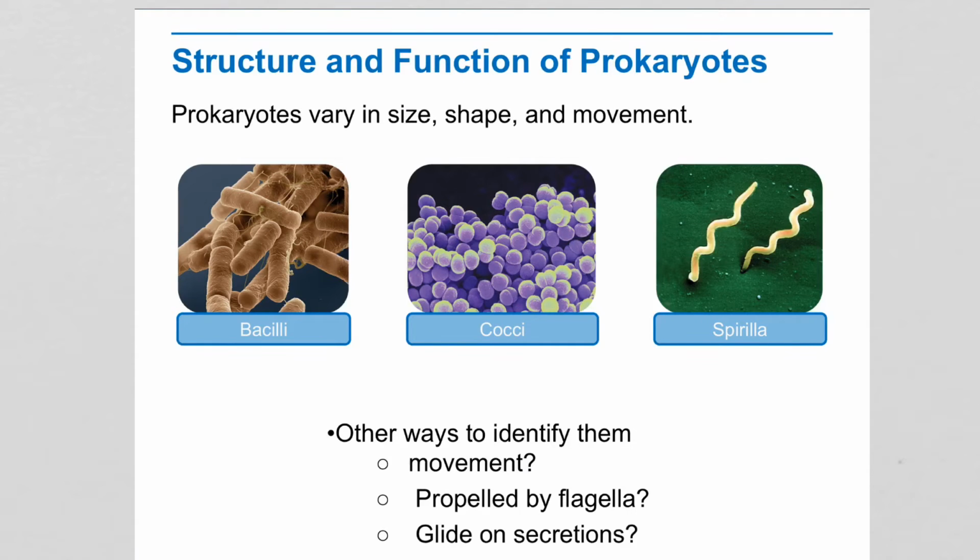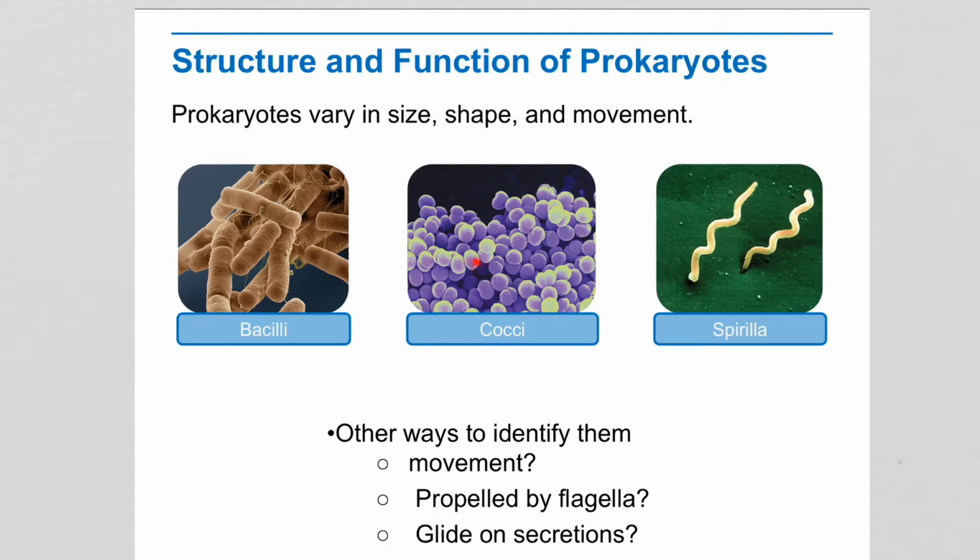Okay, so again, looking at prokaryotes, they can work in very, very different ways. One thing you can look at is some of them are what they call bacilli. Basically, they're kind of rod shaped over here. These are really zoomed up pictures of them in the microscope, and you can see that they look like lots of rods.